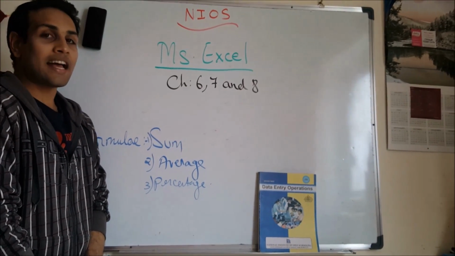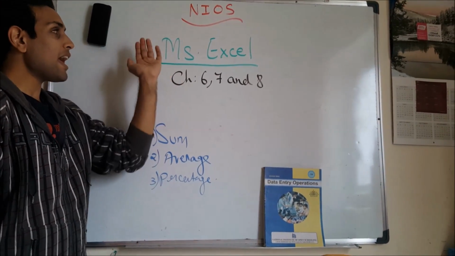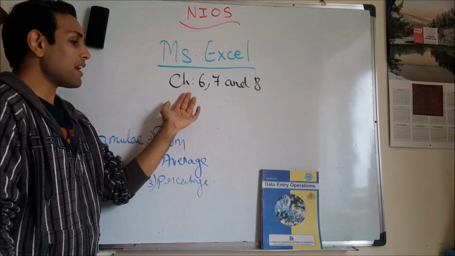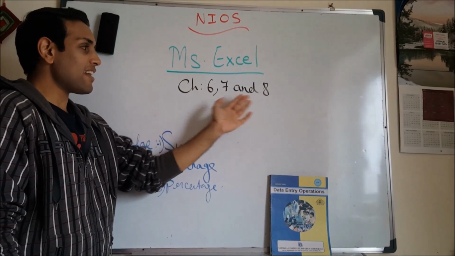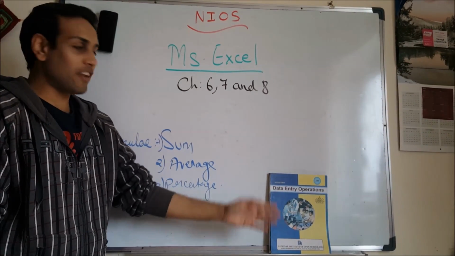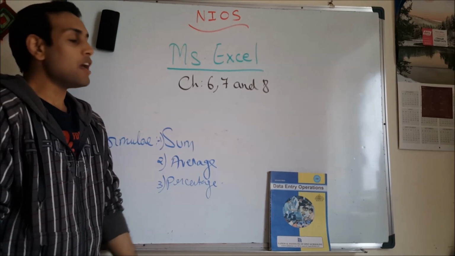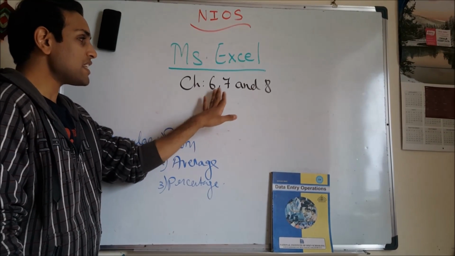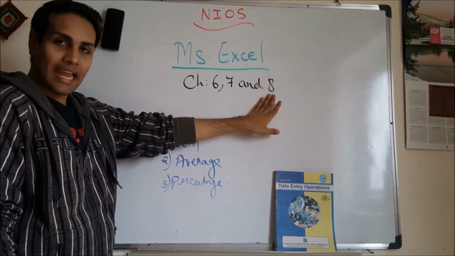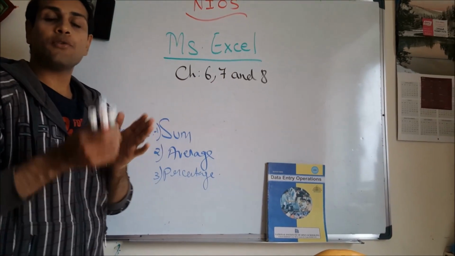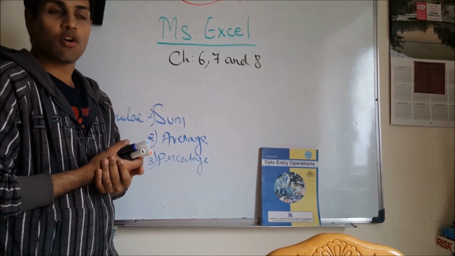Welcome to my tutorial. As told before, today I'll be doing the NIOS Data Entry Practical for MS Excel, and this will be covering around chapters 6, 7 and 8 of your data entry booklet of grade 10 and grade 12, which is secondary and senior secondary. The most important things to know for chapters 6 and 7, and including 8, but let's talk about 6 and 7 first, are the basic operations of how to use the basics of worksheets or spreadsheets.